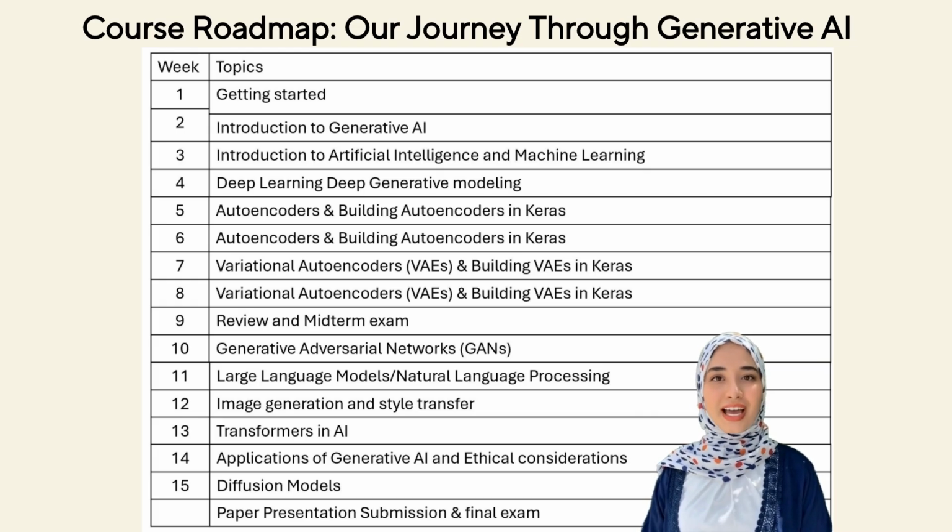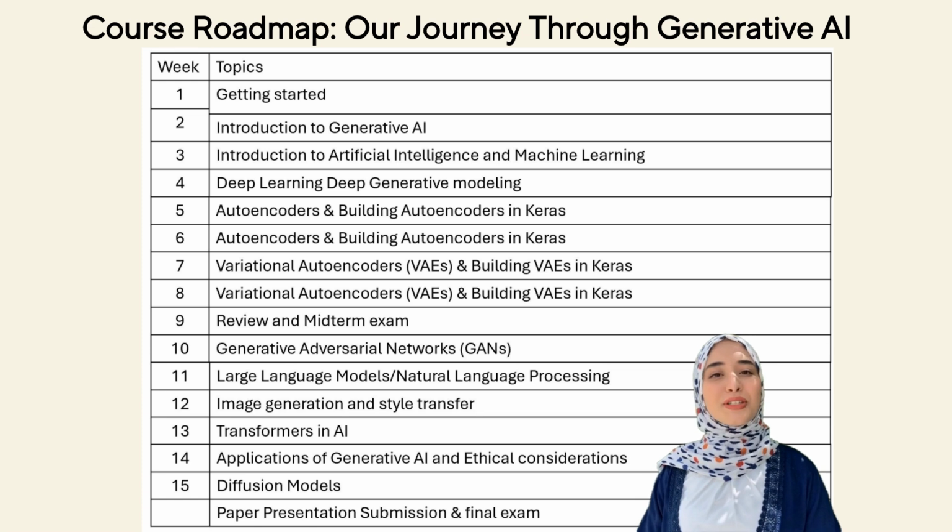Then, in week 3, we'll take a step back to understand the broader context. An introduction to artificial intelligence and machine learning, so you can see how generative models fit into the larger AI ecosystem. Week 4 marks the transition into deep learning for generative modeling, where you'll explore how neural networks learn complex patterns and representations. In weeks 5 and 6, we move from theory to practice. You'll work hands-on with autoencoders, building them in Keras, a powerful and beginner-friendly deep learning library in Python.